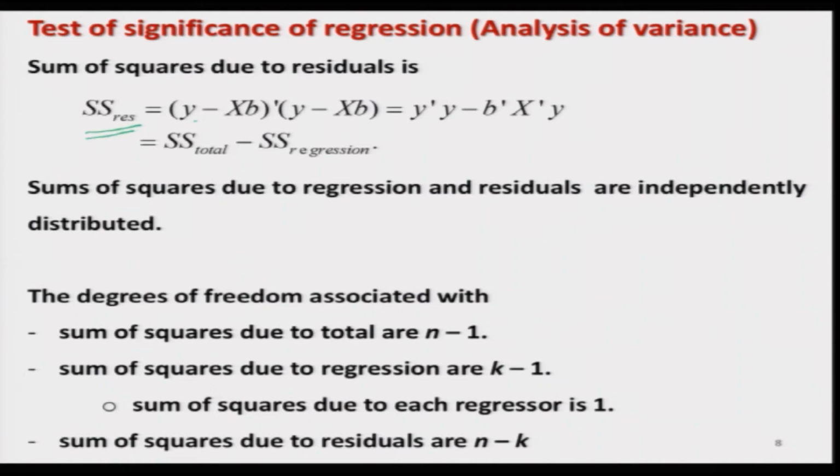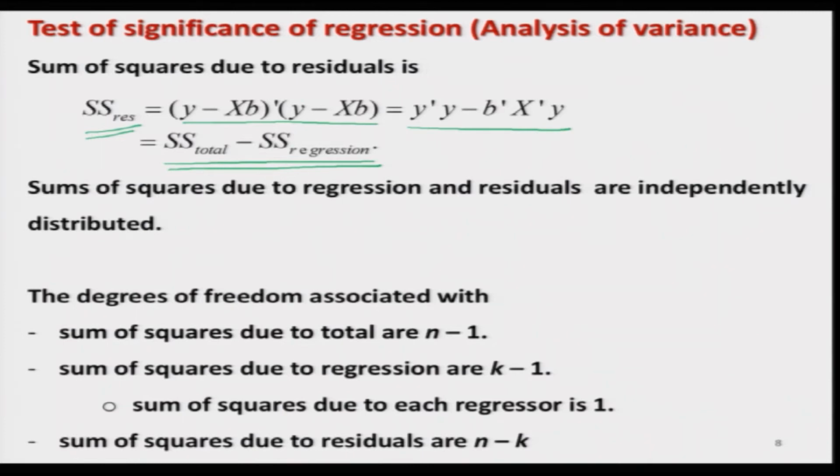This is the same thing that we have done in the case of the simple linear regression model also many times. This is (y - Xb) transpose (y - Xb), which can be expressed as y transpose y minus b transpose X transpose y, and this is actually also obtained by subtraction, that is, you subtract the sum of squares due to regression from the sum of squares due to total.